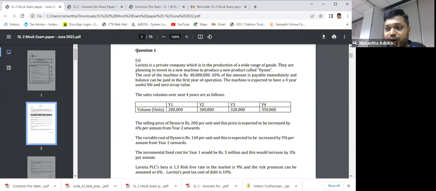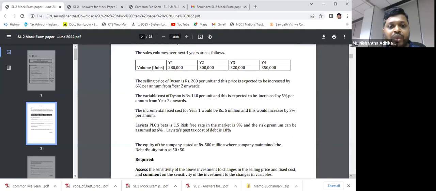These are the sales volumes over the period given. The selling price of Dyson is 200 per unit. This price is expected to increase by 6% per annum from year 2 onwards. That means year 1, 200 price. 6% increment means 212, then 224.72 in the next year, and the balance in the fourth year, with 6% increment there. Then you can calculate the revenue because you have the sales quantity volume. You have to multiply it with the sale price after adjusting the 6% price increment, right?